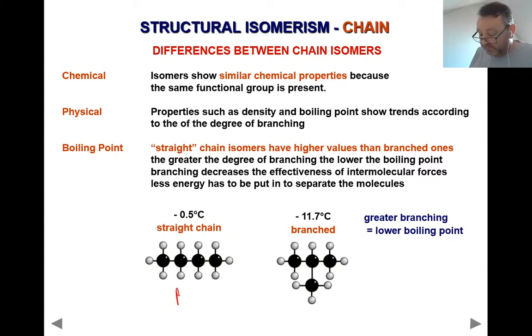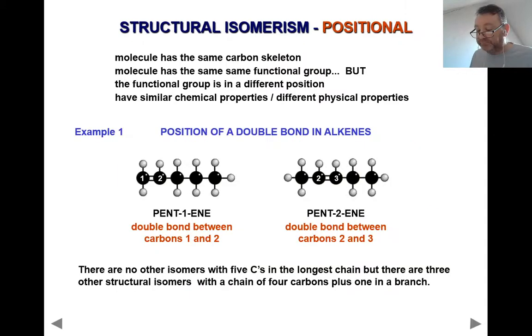Butane, this one, has a boiling point of -0.5 degrees Celsius. But if I was to take off a CH2 group and move it in here between this carbon and this hydrogen, I'm going to get, as we said already, 2-methylpropane. And 2-methylpropane has a boiling point of -11.7 degrees. Okay, and that lowers the boiling point of that organic molecule.